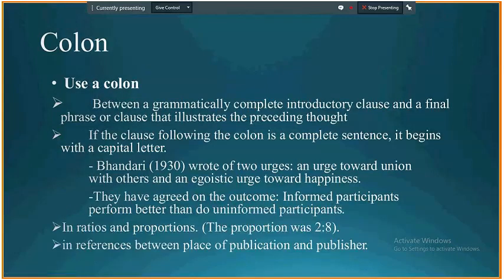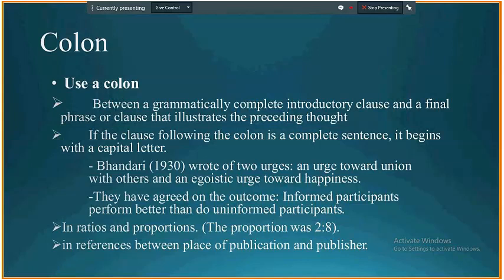And next is the colon. I think we all are familiar with the colon, two dots. The colon is one punctuation symbol. So, use a colon where we must use the colon. Here I mentioned four bullets under the use of the colon.